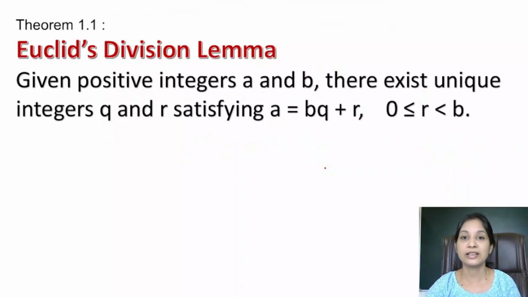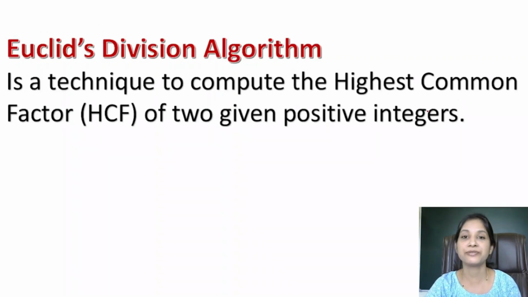So what does it state? Given positive integers A and B, dividend and divisor, there exist unique integers Q and R satisfying A is equal to BQ plus R, where R is greater than or equal to 0 but less than B. So we use this Euclid's division lemma in order to find out the HCF of any given two numbers.